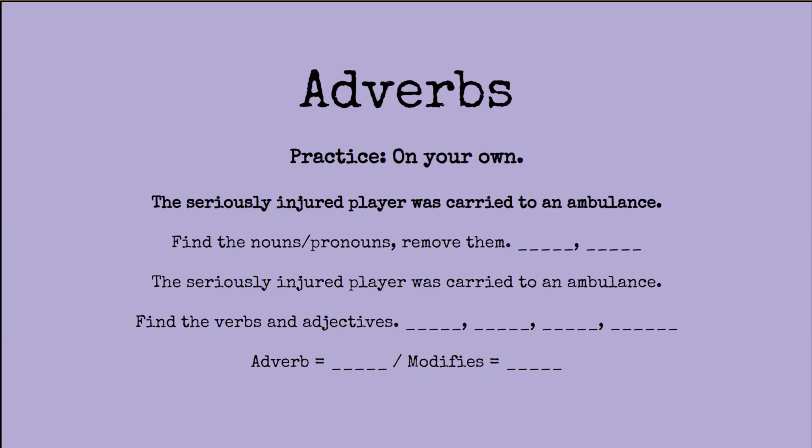Then you're going to find the verbs and the adjectives. There are 4. Then you're going to tell me what the adverb is and what it modifies. If you're looking at this sentence and you're thinking, well, hold on a second, Mr. Mack, there are more than 4 verbs and adjectives in this sentence. Remember that often there are verb phrases in play here.